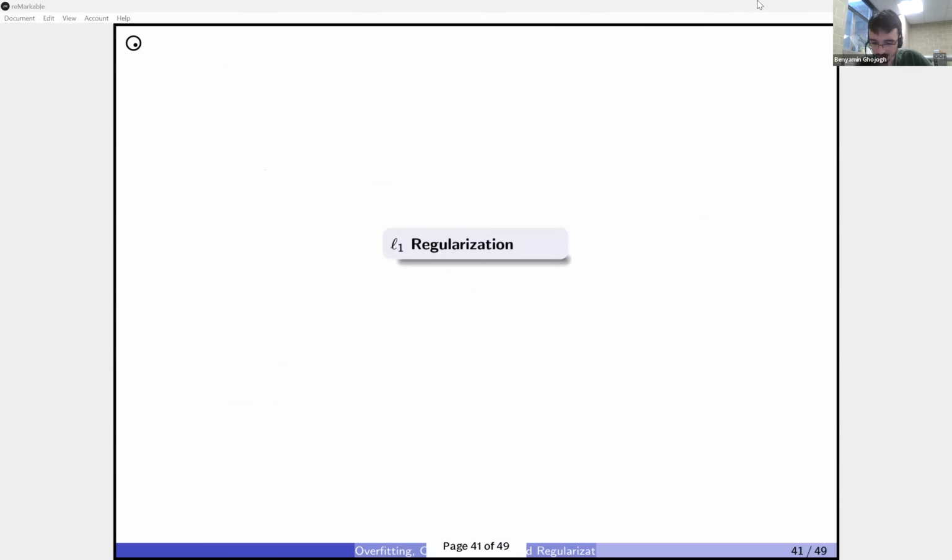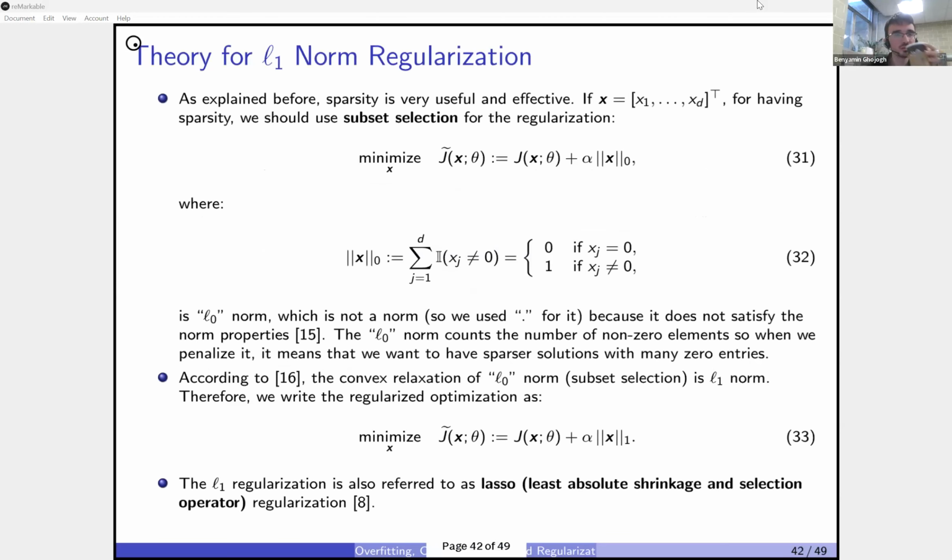L1 norm regularization. Okay. As explained before, sparsity is very useful and effective. Why? Because of the Bettina sparsity principle, as well as Occam's razor. If x is x1 to xd transpose, so d-dimensional, for having sparsity, what do I mean by sparsity? Most of them become zero, and we only have a few non-zero elements. We should use subset selection for regularization.